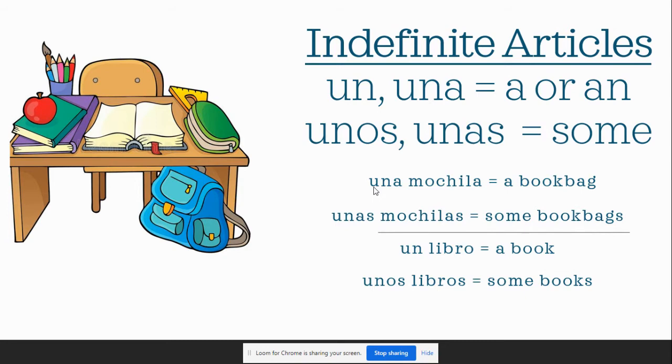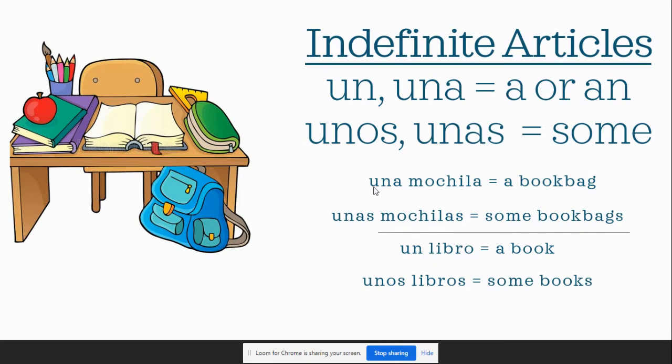Un libro. Let me hear you say that. And what does it mean? A book. Okay, let's continue. Unos libros. You try it. Some books. Now, guys, you're probably thinking, well, how do I know what to use with my words?